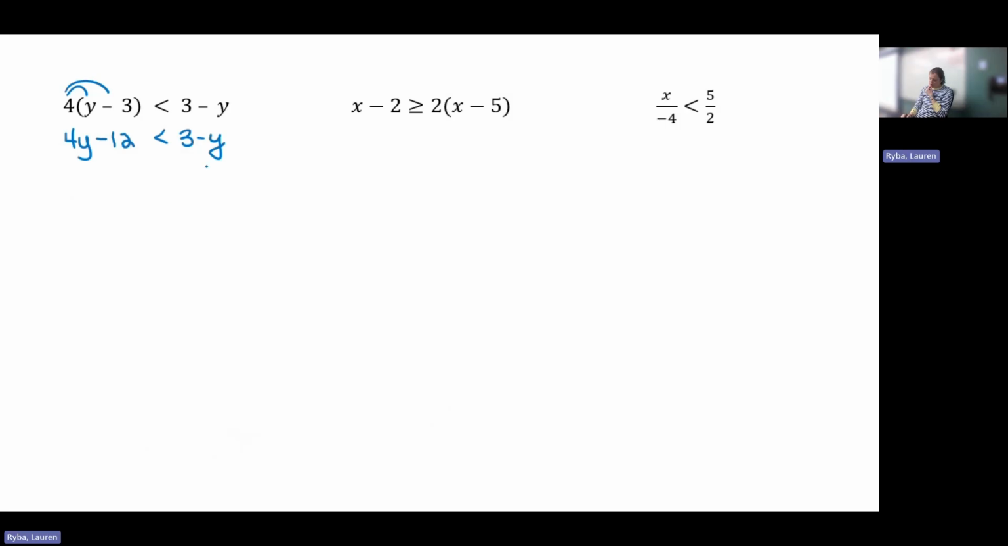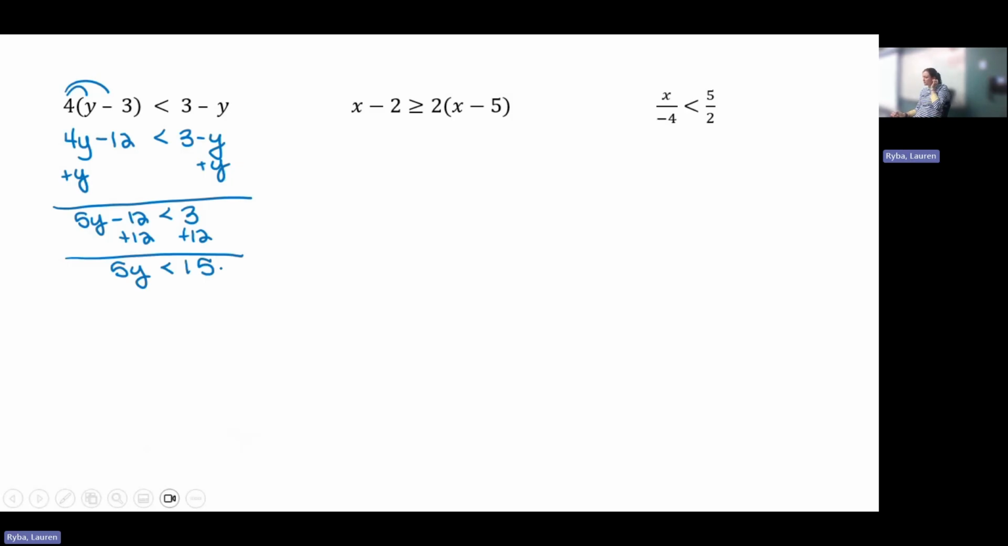All right, so I will add y to both sides. So I have 5y minus 12 is less than 3. I'm going to add 12 to both sides to get that over. 5y is now less than 15. Dividing by 5, so y is less than 3.